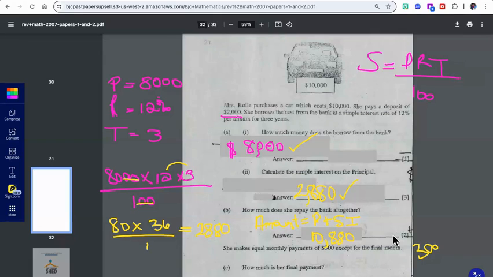Because I don't know you. What school are you from, Janaya? Inagua All Age. Okay. Okay, so she's going to go ahead and divide 300 into 10,880.